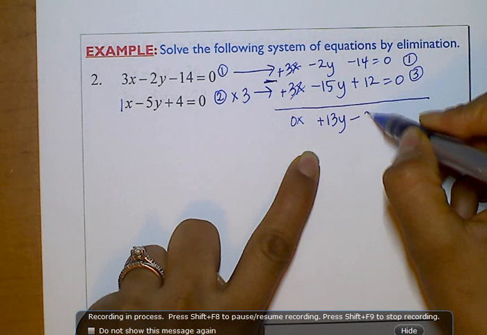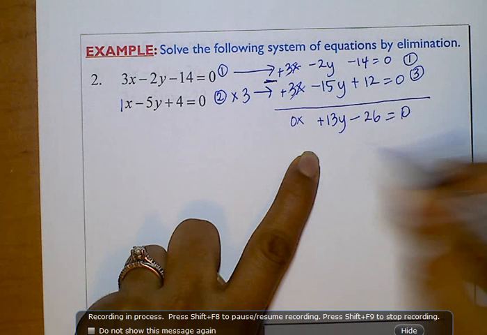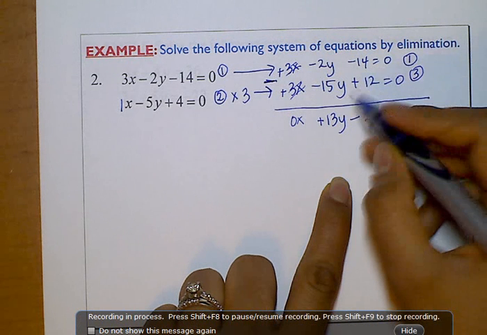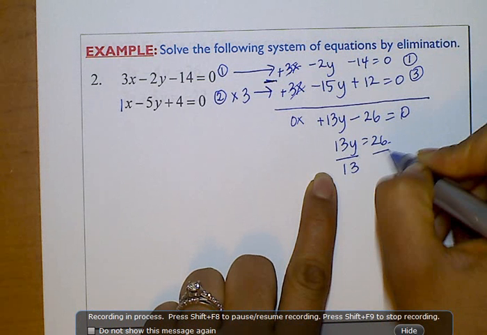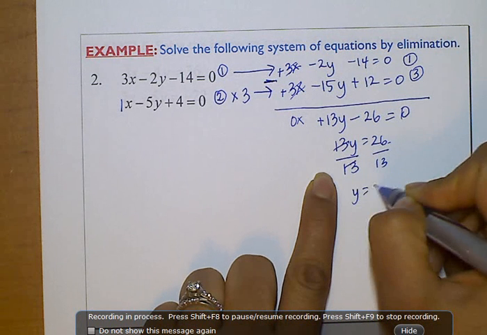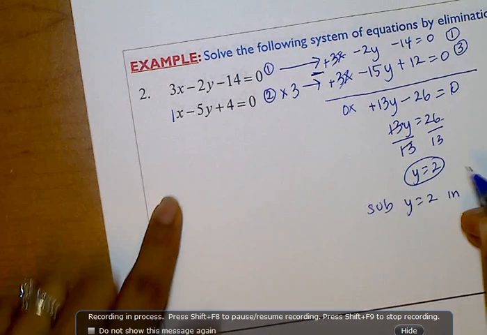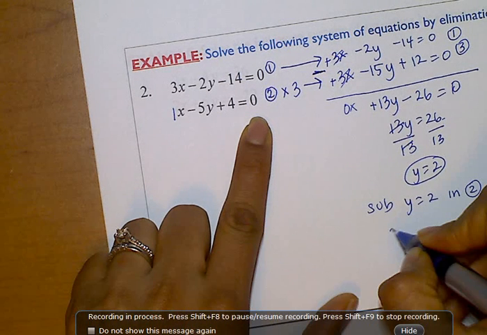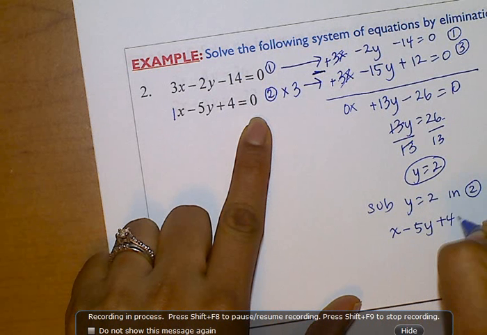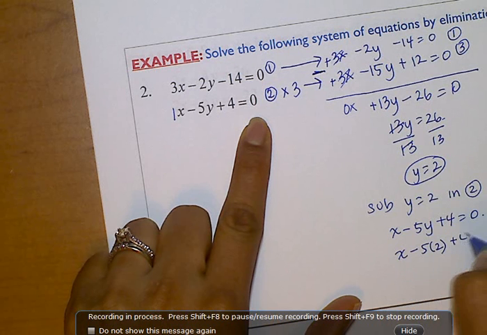You're going to then sub y equals 2 into any one of the equations. I'm going to put it into equation number 2. So I have x minus 5y plus 4 equals 0. x minus 5 times 2 plus 4 equals 0. x minus 10 plus 4 equals 0. And move this to the other side, so negative 6, move it to the other side, becomes a positive 6. Therefore, my solution is x comma y, which is 6 comma 2.